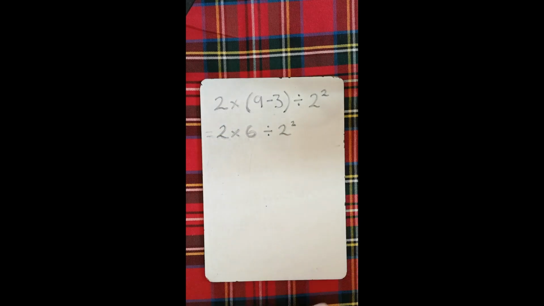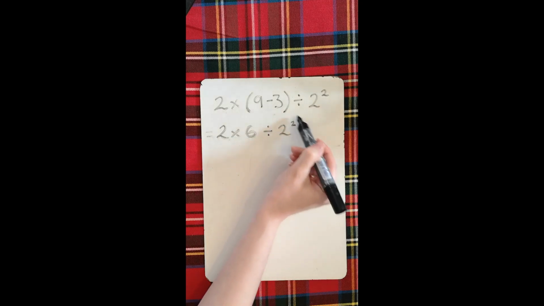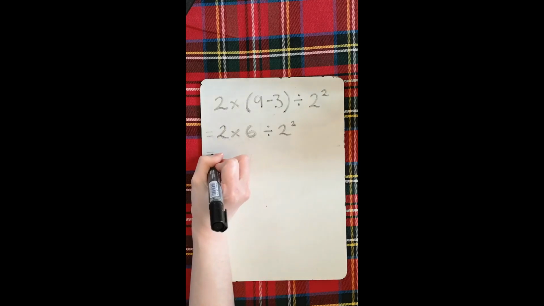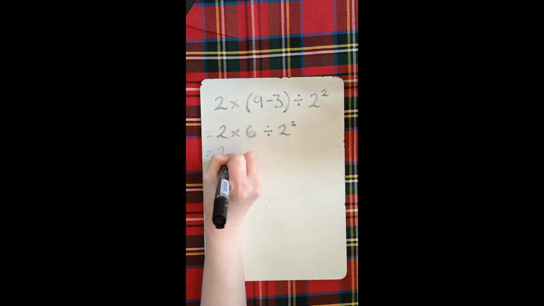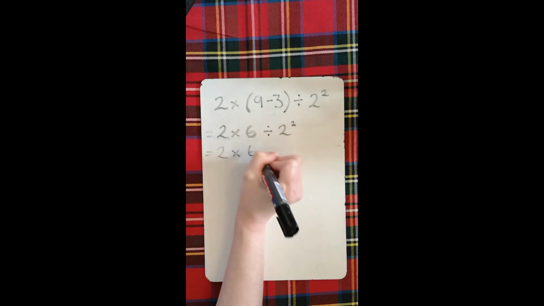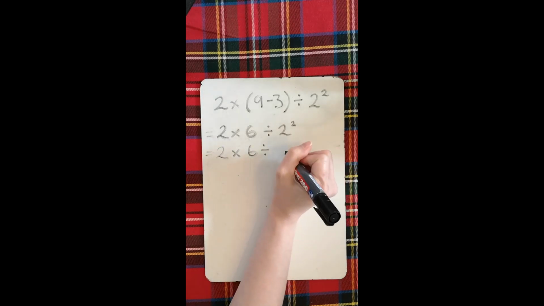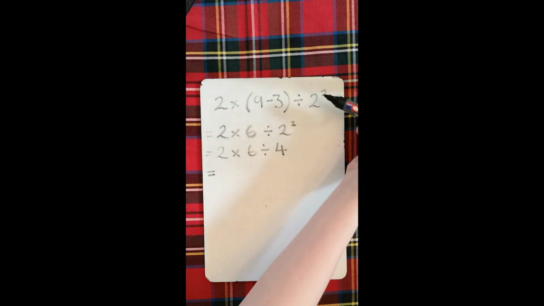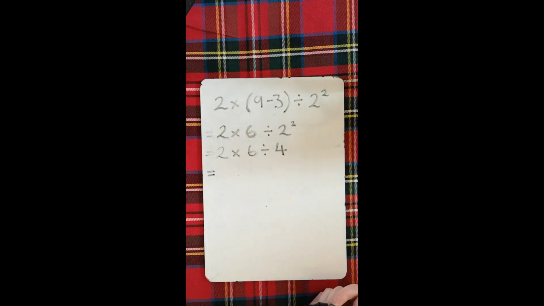Next, I am going to do my order. So that is this part here, my 2 squared, and if I square a number, I simply multiply it by itself. So everything else is going to stay in the same place. 2 times 6 divided by, and our 2 squared is 2 times 2, which is 4. Now, next, in our BODMAS, we've done our brackets, we've done our order. Next we have our divide and our multiply.